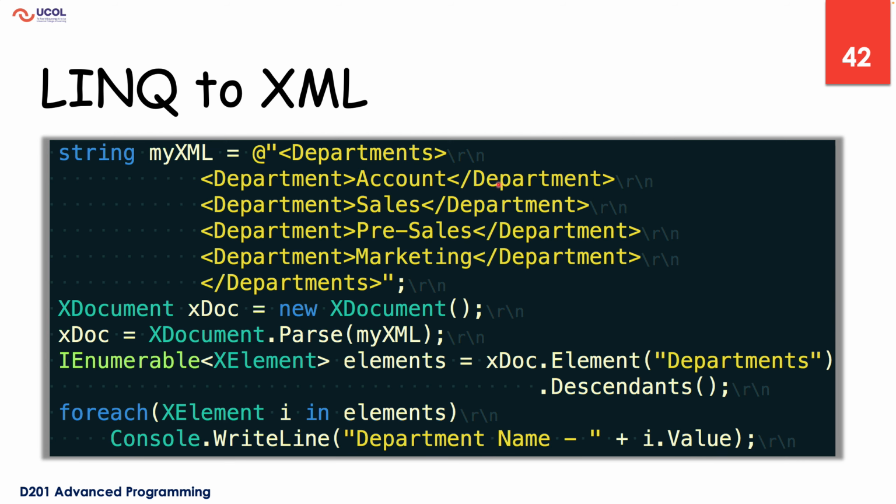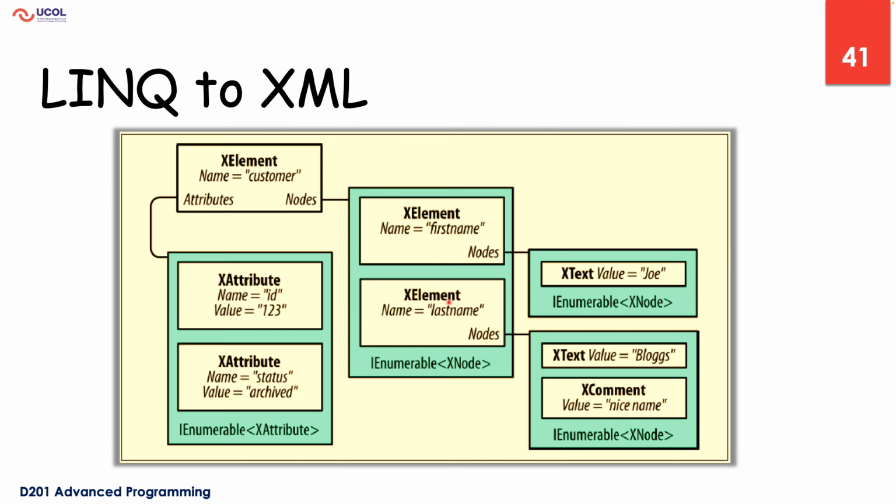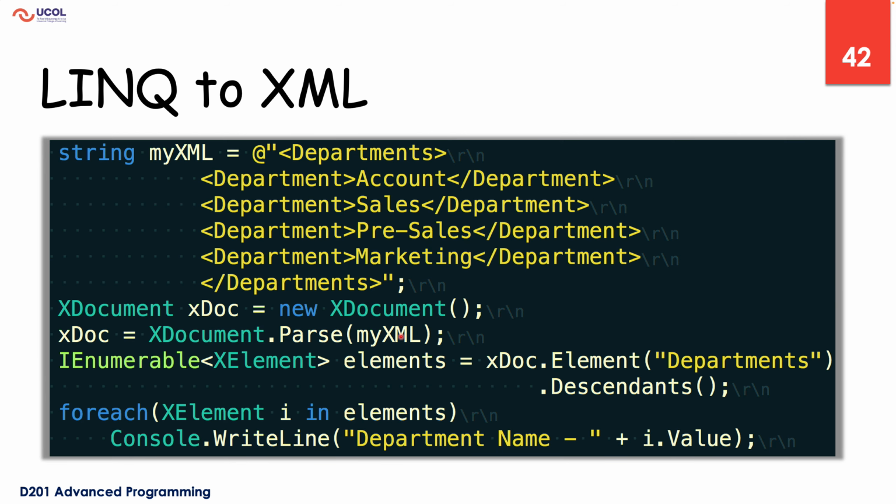So now what we can do: we have myXML, with the departments, a string which contains specific XML tags. We say XDocument is equal to new XDocument. We created a new XML document. XDocument.Parse(myXML) will parse that string and create a structure like this. We have the customer, then we have attributes, first name, and so it will create that structure.